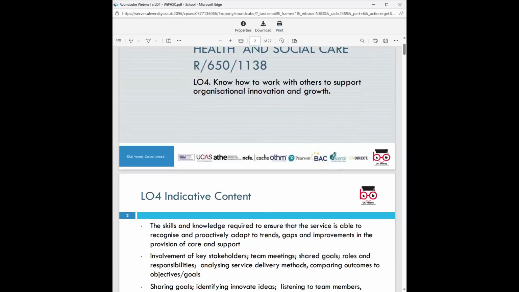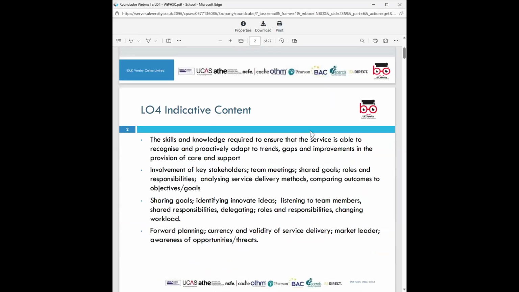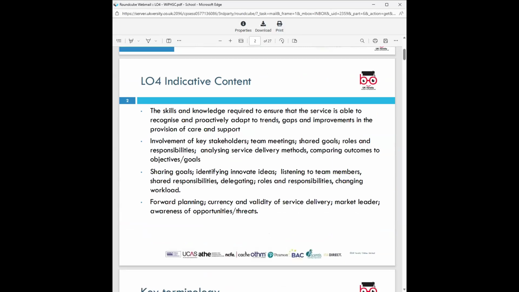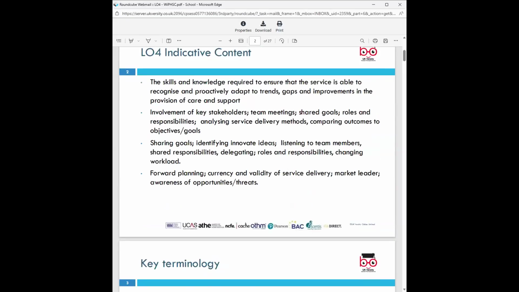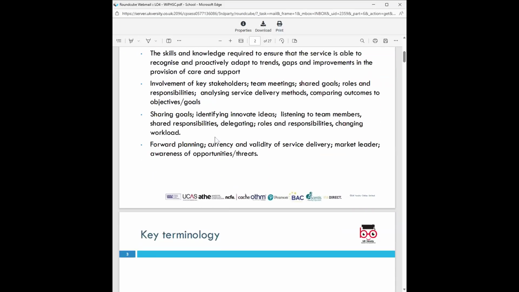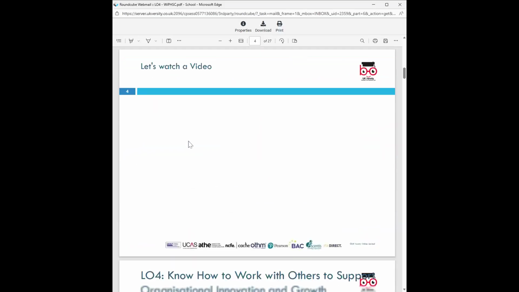Why do you think innovation is really good? Yeah, it makes work easier. Yes, like the care plan and everything can be done electronically. Yes, it's really important, and so information can be transferred easily and without any delay. So the indicative content is skills and knowledge required. We look at the involvement of stakeholders, so it could be people from the outside, shared goals and forward planning.